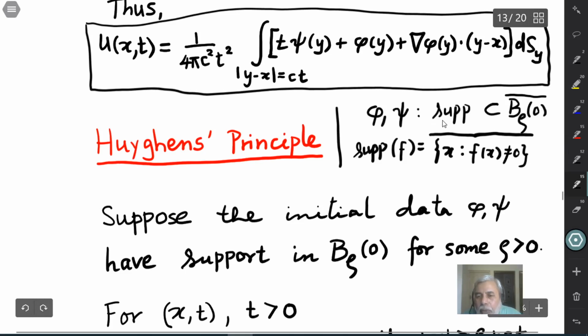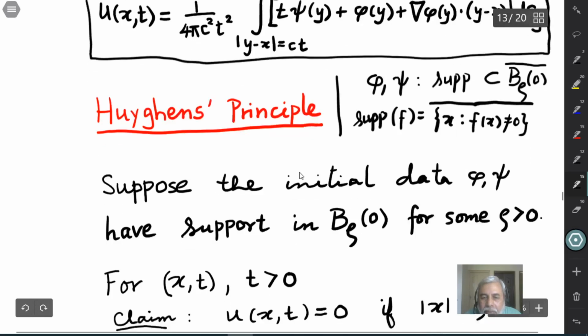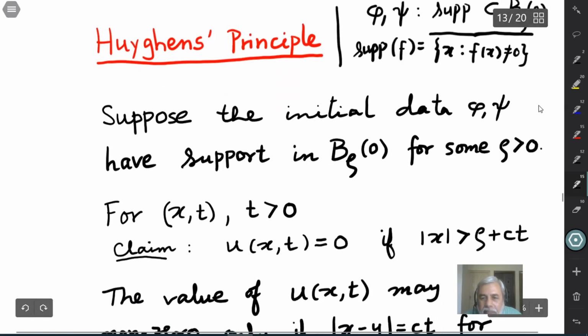We would like to study what happens to the support of the solution at a later time t positive. Okay, so that's the main idea behind this principle. Okay, so start with this phi and psi smooth functions, so for example C3 and C2, which also have support in this closure of B rho(0). Let me put that; it doesn't matter.